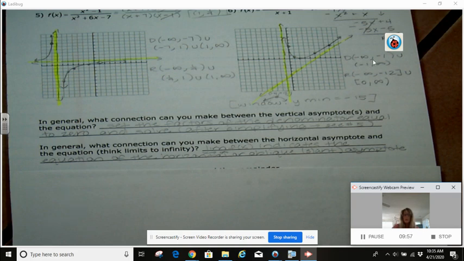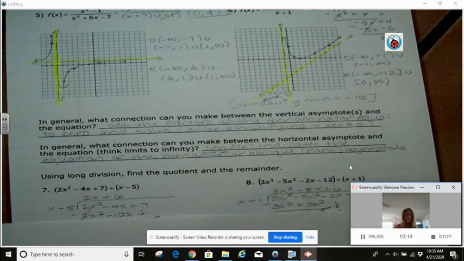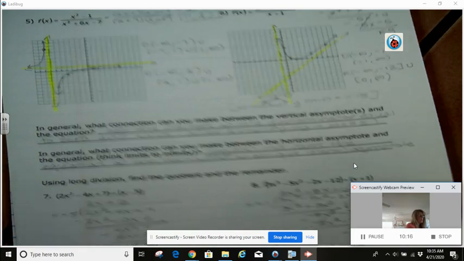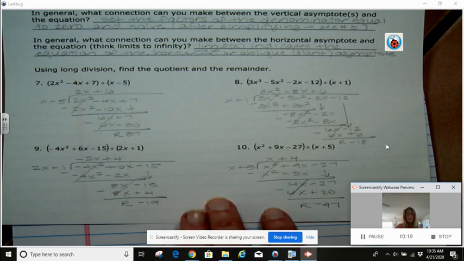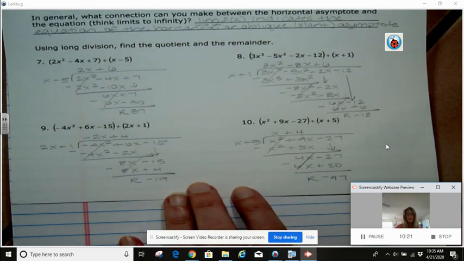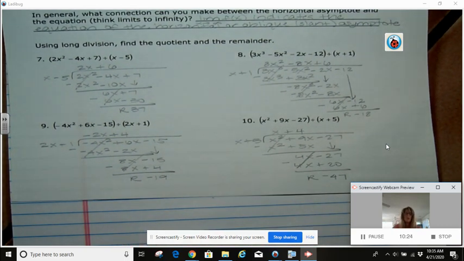And then number 6, where we ended up with this slant or oblique asymptote, that was your rule 3, where the degree of the numerator was more than the degree of the denominator, and you have to long divide. So then we just had some long division practice here at the bottom, because you'll need that whenever you are trying to figure out a slant or oblique asymptote. Again, once you get to the point where you have a remainder, there's nothing else to bring down, so you're just going to forget about that.